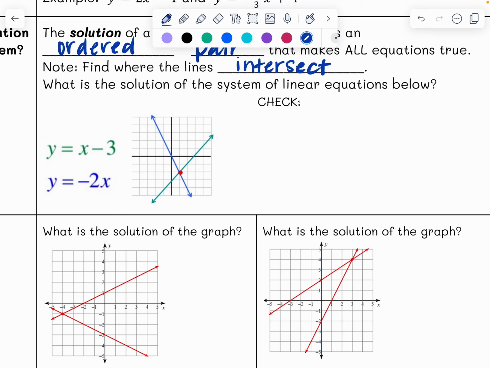So if you look here, I have two lines graphed here. Y equals x minus 3 is the green line, and y equals negative 2x is my blue line. The solution is where those two lines meet. So they meet right here, and the coordinates of that is 1, negative 2.